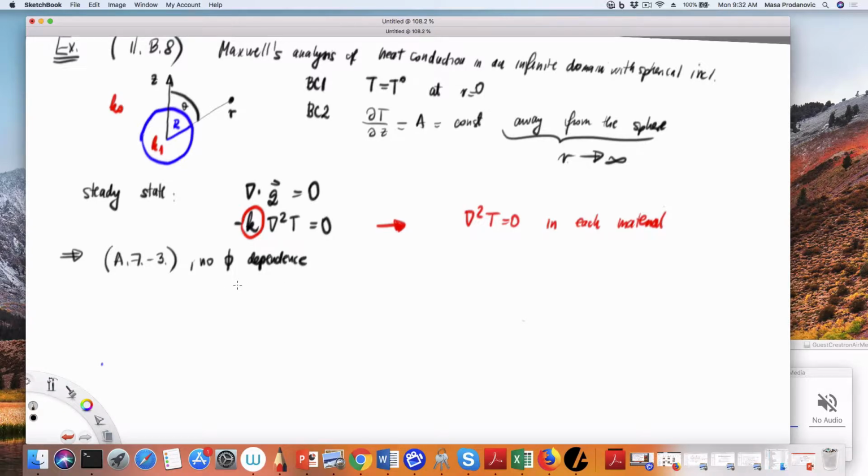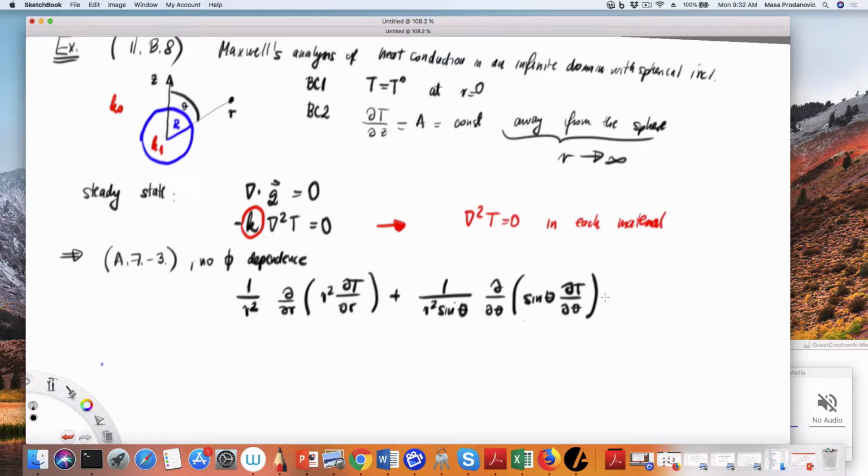So what I get then for the Laplacian is 1 over r squared d/dr of r squared dT/dr, plus 1 over r squared sine theta d/d theta of sine theta dT/d theta, is equal to 0. So that's my main equation. I'm going to label it as a star.